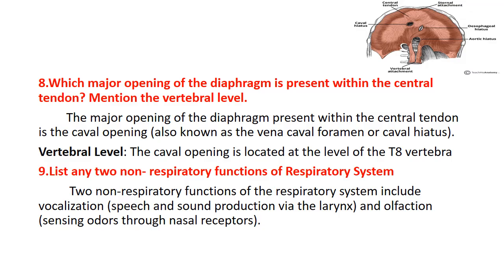List any 2 non-respiratory functions of the respiratory system. Two non-respiratory functions of the respiratory system include vocalization, that is, production of sound and speech through the larynx, since the larynx is called the voice box, and olfaction. Olfaction is the sense of smell.